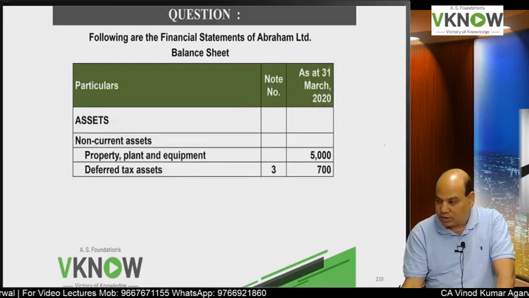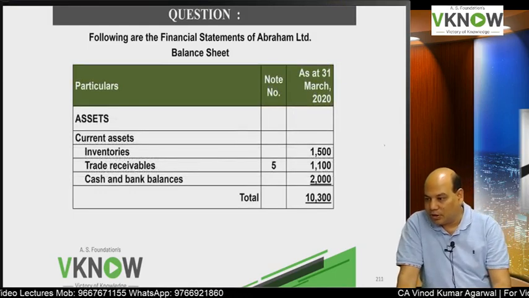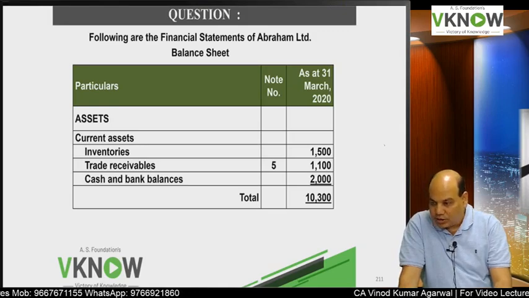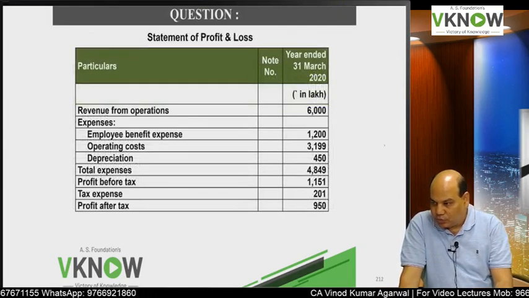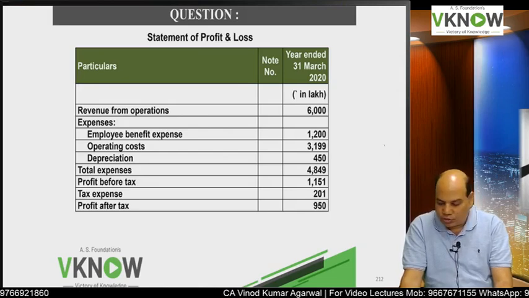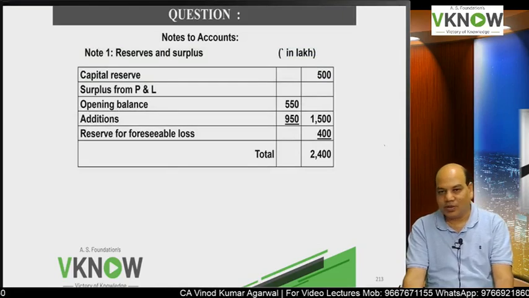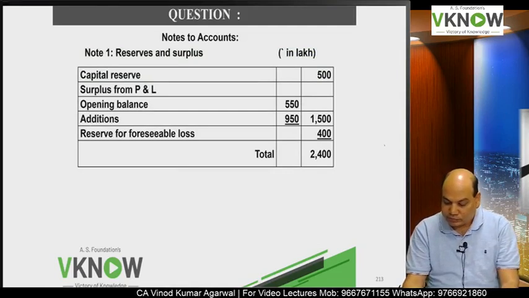Then non-current asset, PPE, deferred tax asset, tick mark, deferred tax asset, deferred tax liability. And then we have the asset side, current asset, inventory, trade receivable, cash and bank. Revenue from operation, P&L account, expense, same 3 items, employee benefit, operating cost, depreciation, total expense, PBT, tax expense, PAT. Most of these MTP questions are just repetition of past exam, RTP and study material. Okay, they do not have any creativity left.